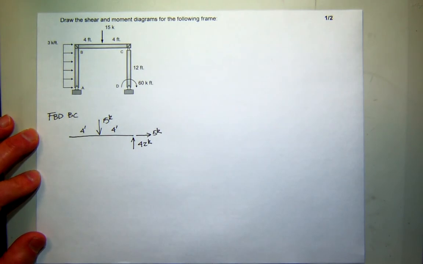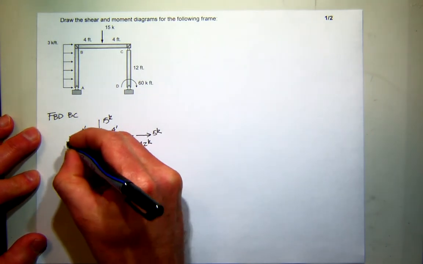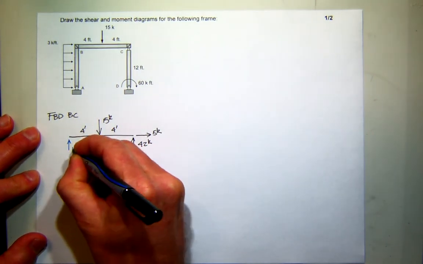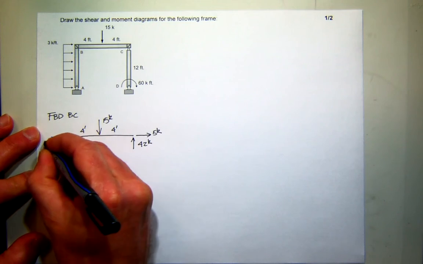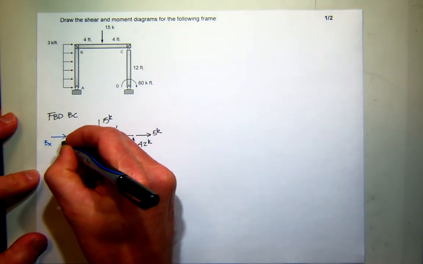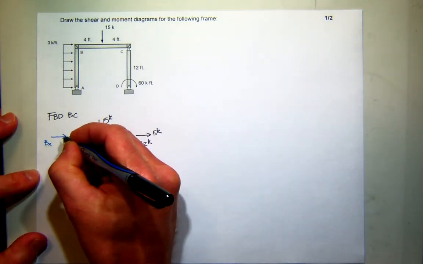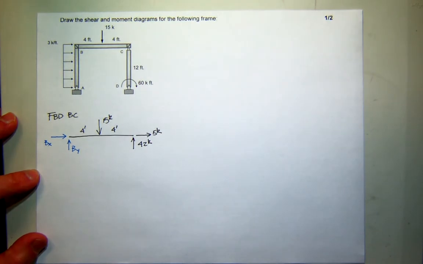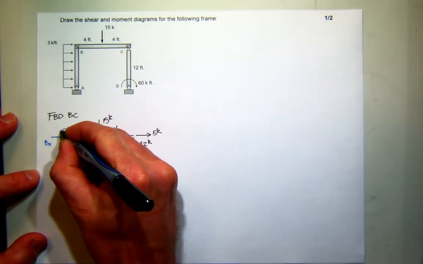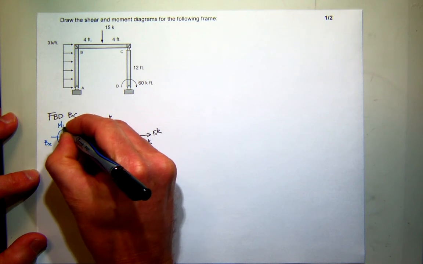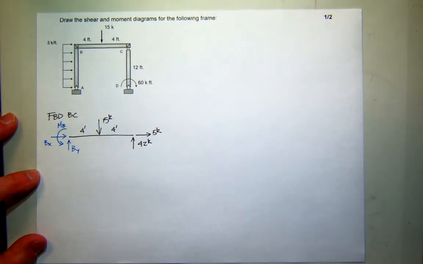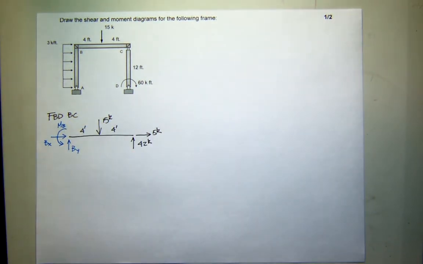Okay? Now I have the new things that I'm going to deal with. So I'm going to come over here at B and assume BY up, BX to the right, and I'm going to assume a positive moment at B. Positive in terms of right-hand rule. 1 free body, 3 unknowns.